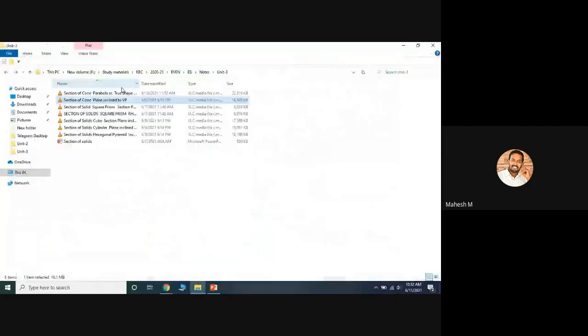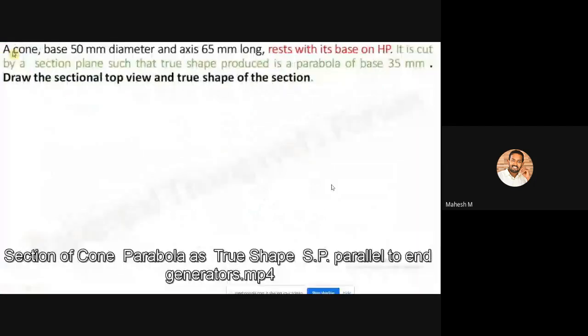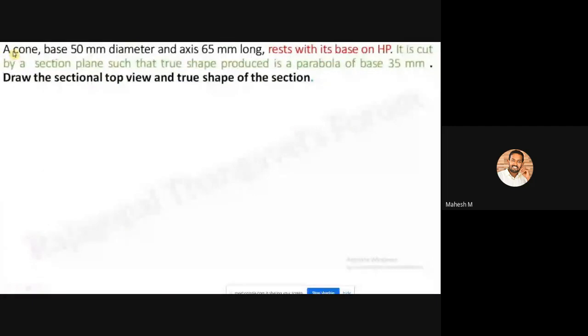So what does that mean? Because we are projecting only this particular structure towards this. That means if the base is having a 35 mm distance, then this particular line is also having a 35 mm distance. Okay, so that is our assumption. So the cutting section is having a distance of 35 mm. So here you have to create the sectional top view and the true shape of the section.